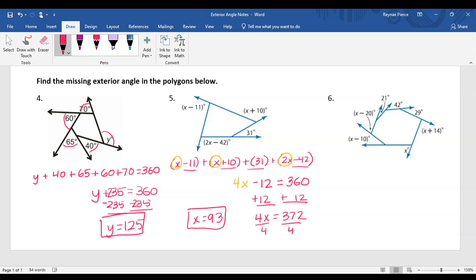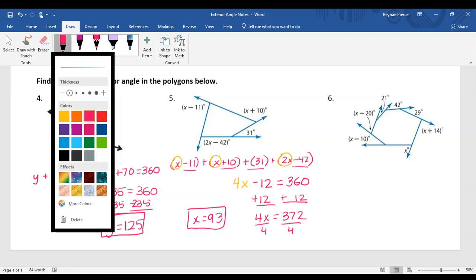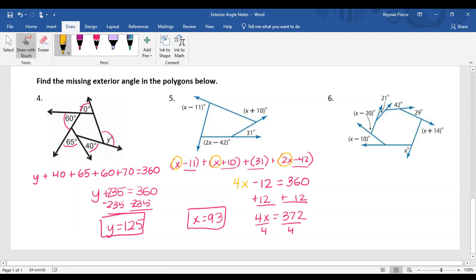Last but not least, I've got 1, 2, 3, 4, 5, 6, 7. This is a heptagon, but that doesn't matter. We're just going to add all of these exterior angles together. So I'm going to go ahead and combine like terms as I'm going through this. So I've got 1, 2, 3, 4x.